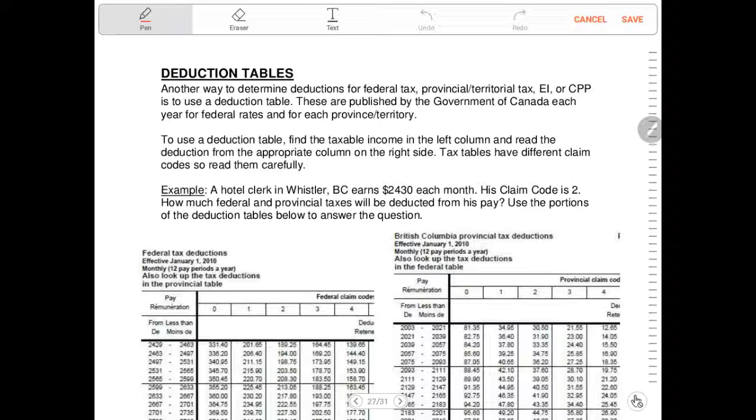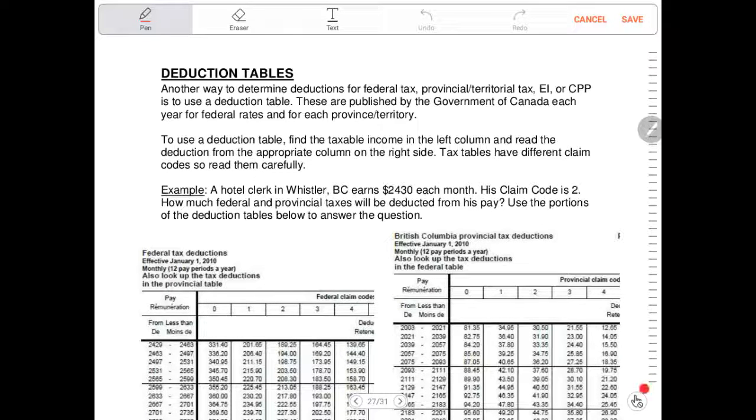All right, this is a very brief lesson here on deduction tables. Now, in the previous lesson and the practice questions, you were given the percentage to take off. So, for example, it might have said in a question, a person makes so many dollars a year and they pay income tax of 17%. How much money is taken off?